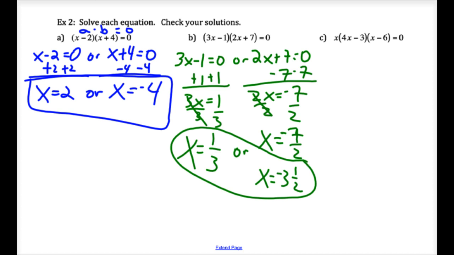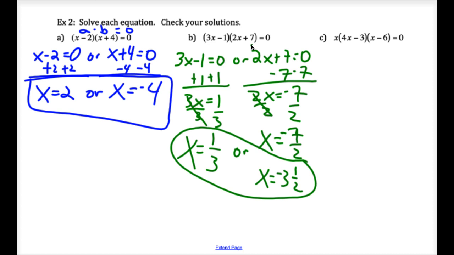Okay, let's check them. What's 3 times a third? 1. What's 1 minus 1? 0. What's 0 times anything? 0. Now negative 3.5. What's 2 times negative 3.5? Negative 7. What's negative 7 plus 7? 0. 0 times anything? 0.